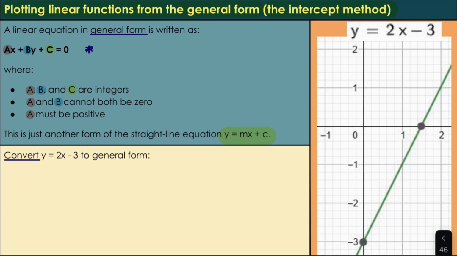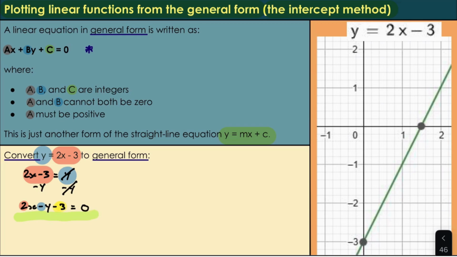Convert y equals 2x minus 3 to general form. So we have the right hand side of the equation and the left hand side of the equation. We are simply going to flip it round so that our x is going to be on the left and our y is going to be on the right. Now that we've flipped it round, we need that y term to go to the left. It must disappear from the right. That means we subtract y on that side and we subtract y on the left of the equal sign. And on the right hand side, y take away y is 0. We now have it in general form.